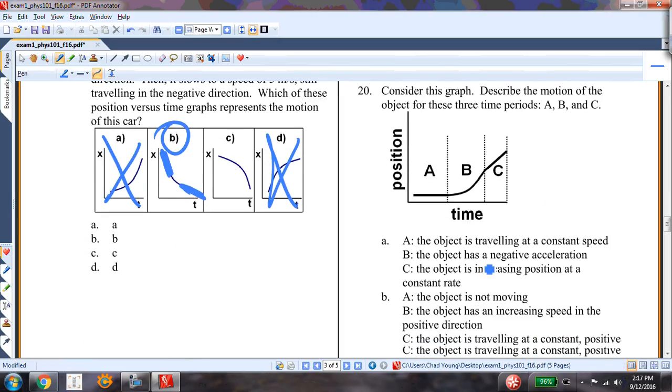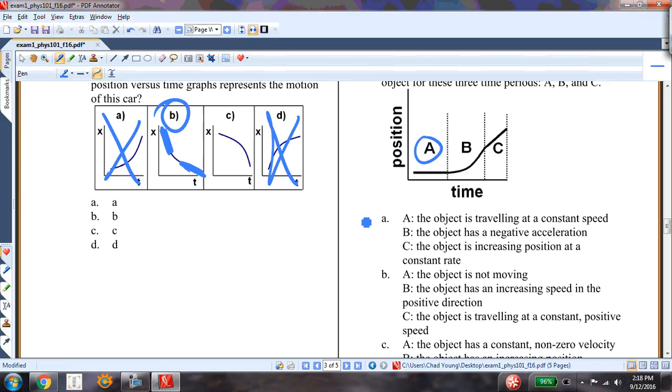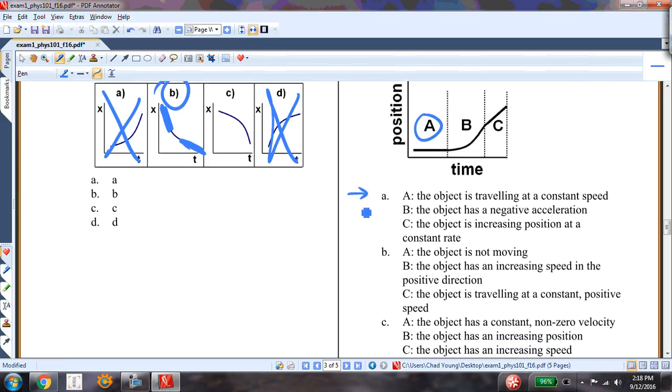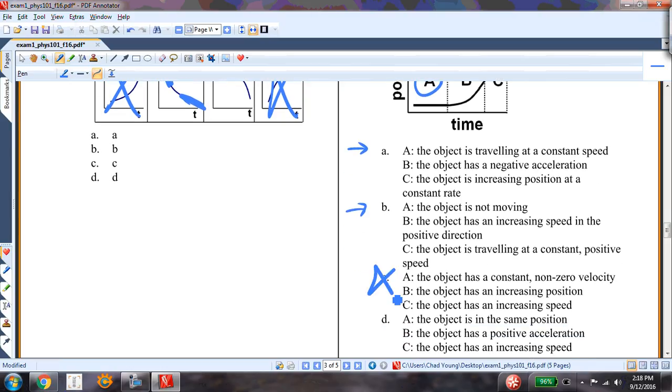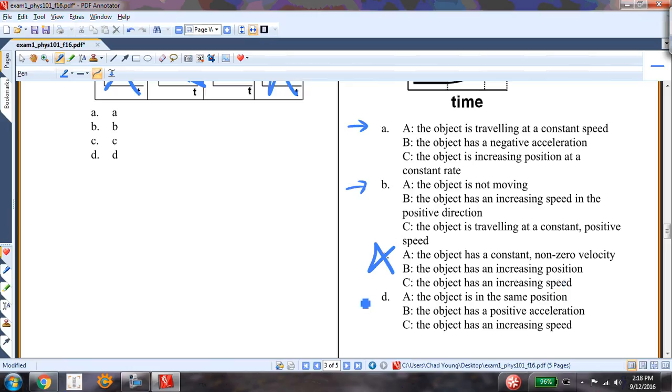Consider this graph. Describe the motion of the object for the first 3 time periods. Okay, well, what's it doing right here? It's doing nothing. It's just sitting in exactly the same position. So that could be this, traveling at a constant speed if the speed was 0. So we'll keep that one. Could be that one. It cannot be this one because it has a constant non-zero velocity. And it could be this one.